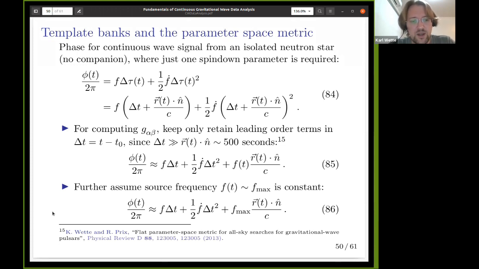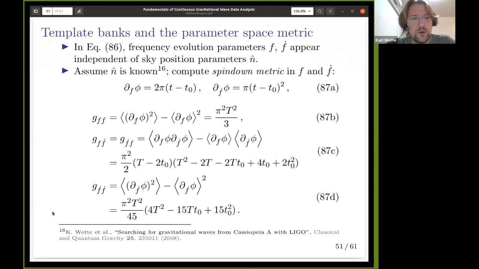So you just have f delta t plus half f dot t squared. That's the part that accounts for the phase modulation, the spin evolution of the neutron star, and the third term accounts for the Doppler modulation due to the fact that the detector is moving. So this is a simplified model we can use to calculate the metric.